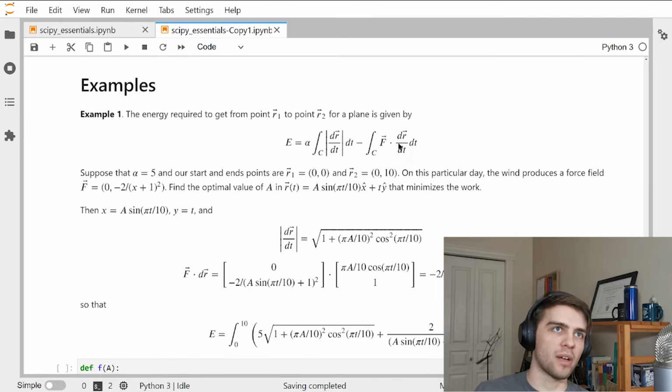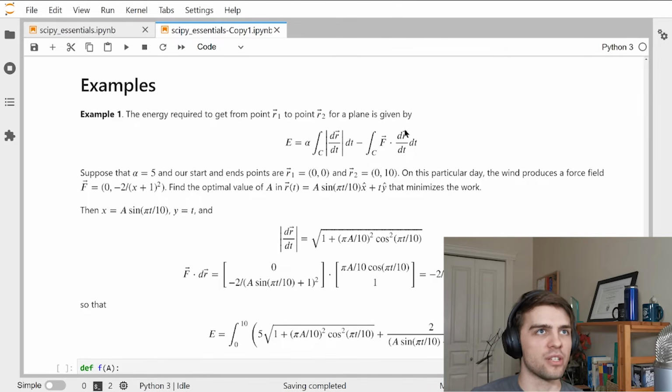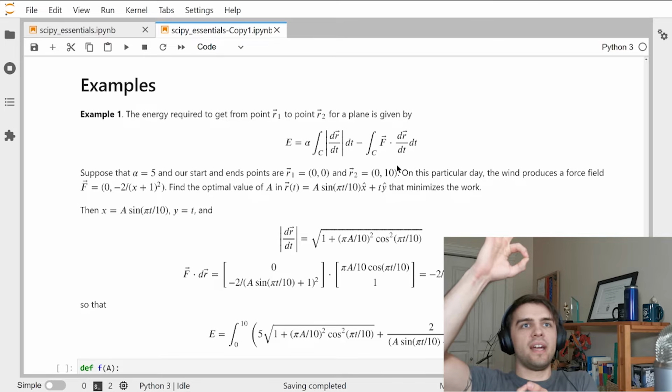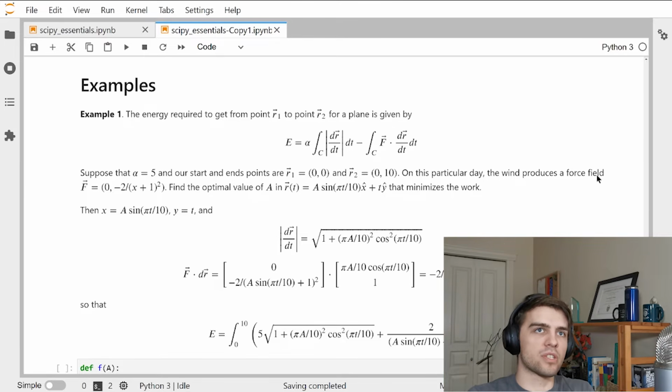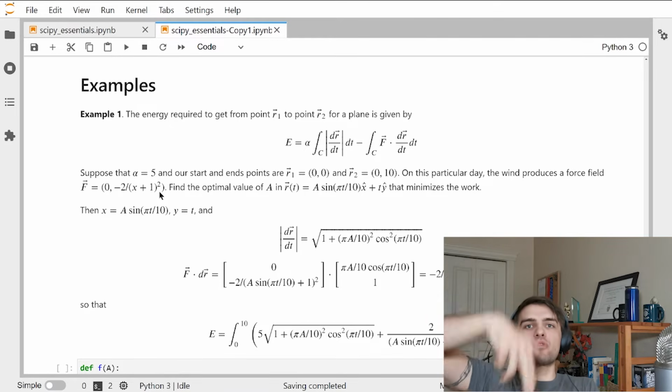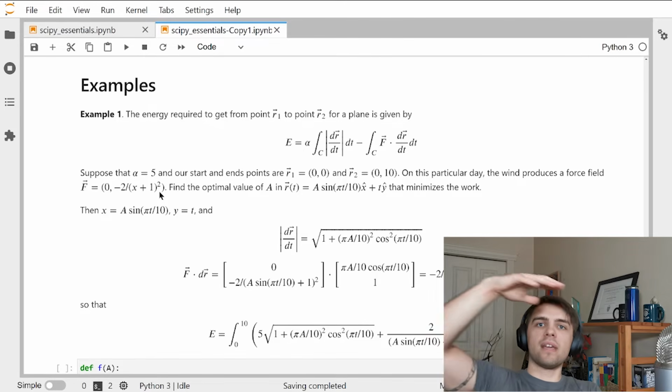So you note that this is the work done by a force. The force could be a wind. If it's windy, blowing against it, it will take more energy to travel through that wind. And so we're going to try to find the optimal path a plane should take given a certain wind force coming at it. So suppose alpha is equal to 5. The points are R1 is 0, 0, R2 is 0, 10. So the plane starts here and it's got to get here. Now, on this particular day, the wind produces a force field that's given by this function here. What you'll note about that function is the wind is really strong directly between the 2 points. But as you go farther and farther away, the wind becomes less.